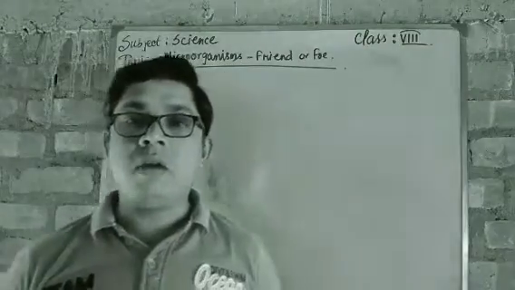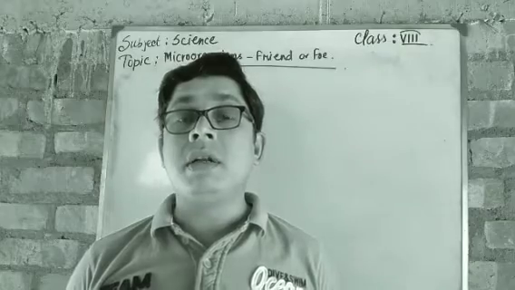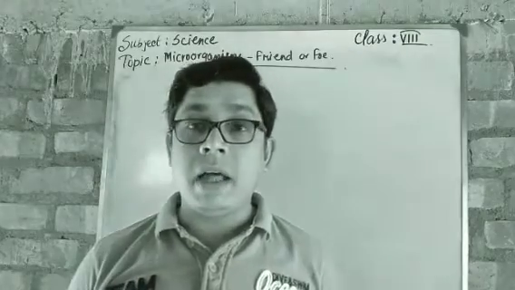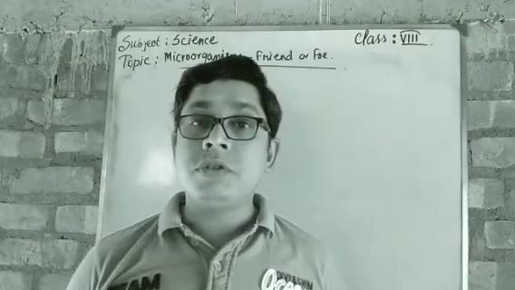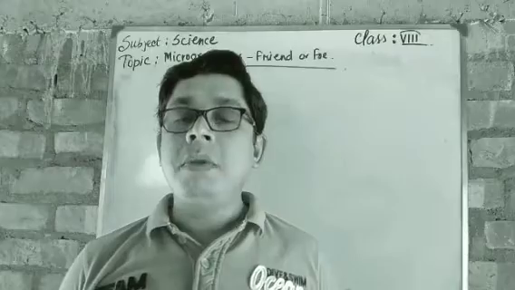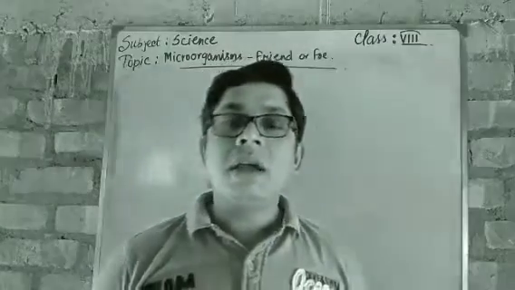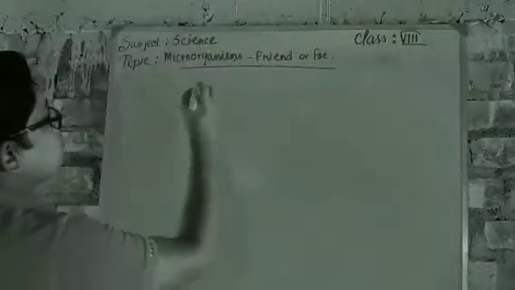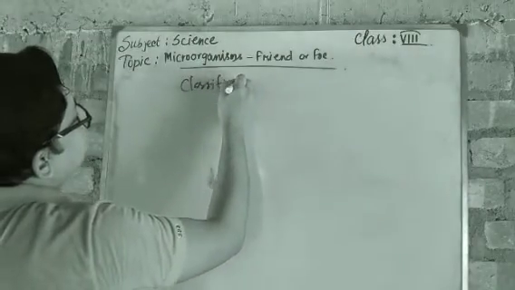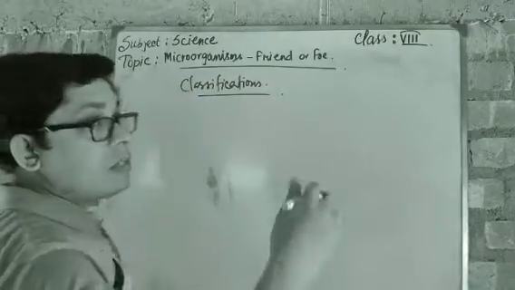So what is a microorganism? Microorganisms are the tiniest organisms, which cannot be seen by our naked eyes, and we can observe them through an electron microscope. This is the basic definition of microorganisms. Now if we go for the classification of microorganisms, we will observe that they are of several kinds.